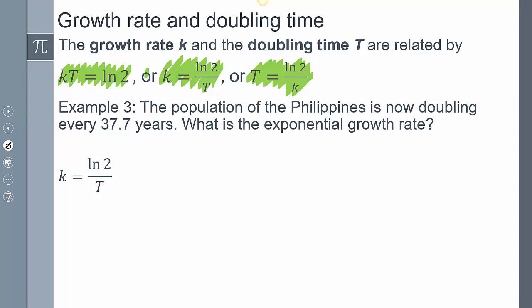So for this third example, it says the population of the Philippines is now doubling every 37.7 years. What is the exponential growth rate? So I want to use this equation, k equals ln 2 over t. All I need to do is plug in 37.7 for my time, simplify that, and I'm going to get 1.84%. And that's the k that I'm looking for.